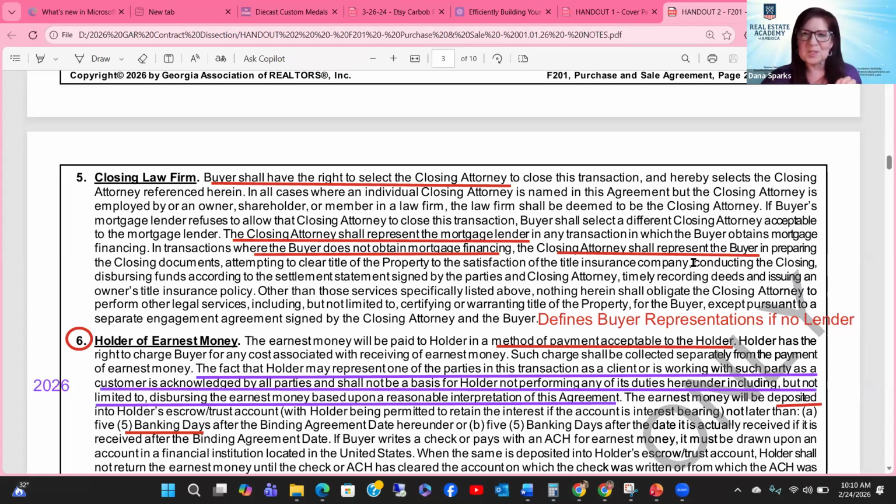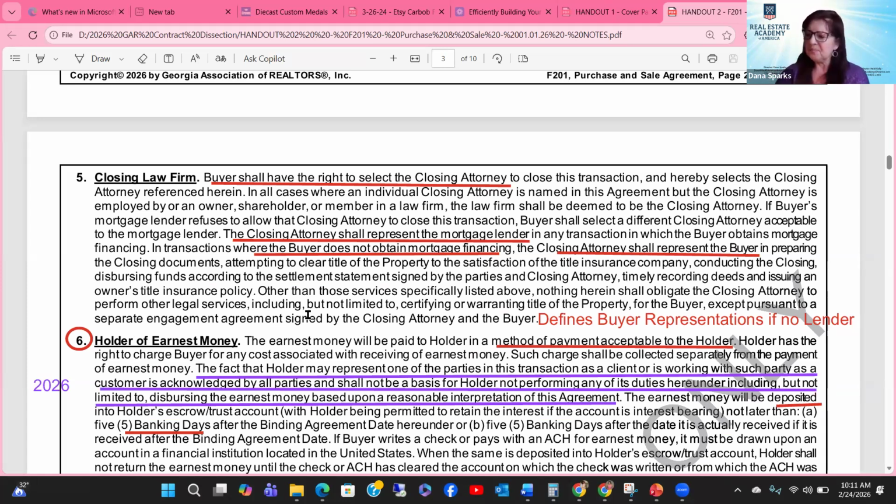Here is what the closing attorney represents the buyer in: preparing the closing documents, clearing title to the satisfaction of the title insurance company, conducting the closing, disbursing the funds, recording the deeds, issuing an owner's title insurance policy, and that's it. Other than those services specifically listed above, nothing herein shall obligate the closing attorney to perform other legal services, including but not limited to certifying or warranting title of the property for the buyer, except pursuant to a separate engagement agreement. So nothing else. Meaning if that buyer wants legal representation for a dispute, they have to hire an attorney.